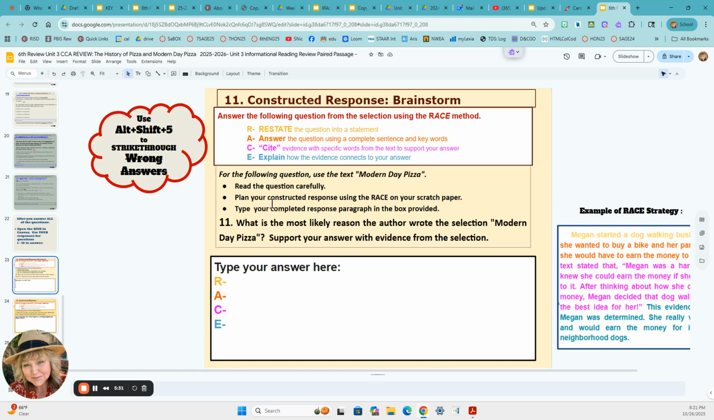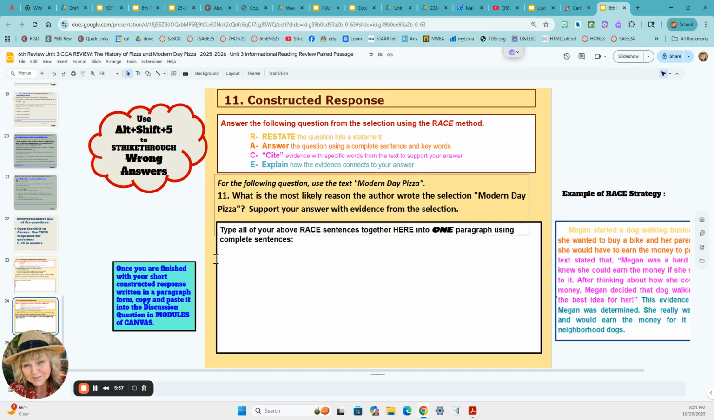So read, plan, type. What is the most likely reason the author wrote the selection Modern Day Pizza? Support your answer with evidence, and you're going to follow the RACE method by restating the question. The most likely reason the author wrote the selection Modern Day Pizza was to, and then you answer it, and then you cite evidence, and then you explain it.